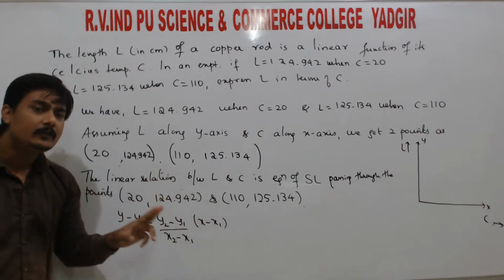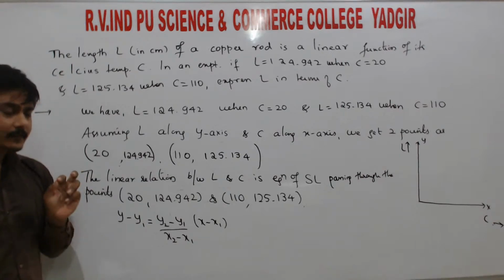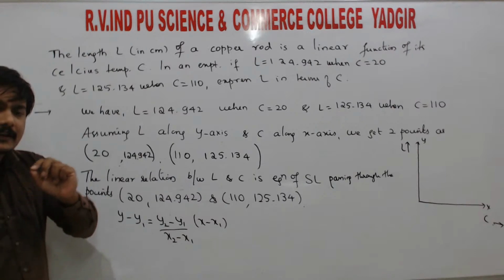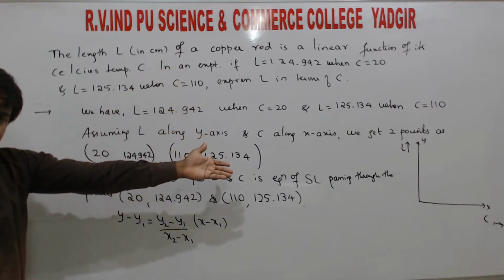Why am I using the 2-point form only? Because I know the coordinates of 2 points through which the relation between L and C is passing through. The relation between L and C is nothing but a straight line.